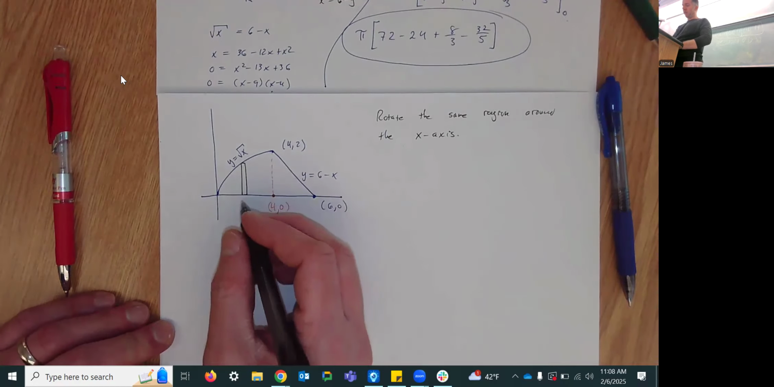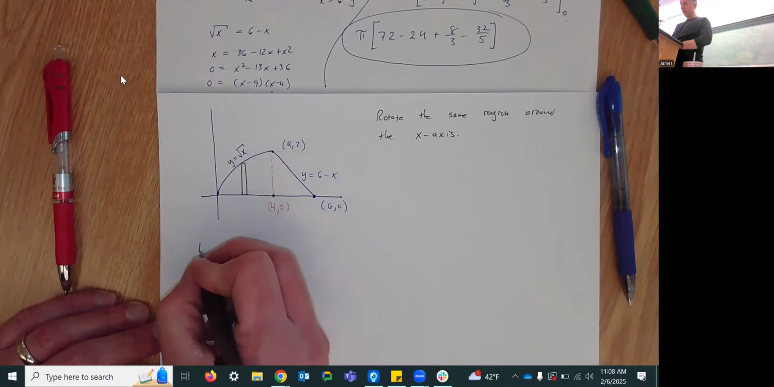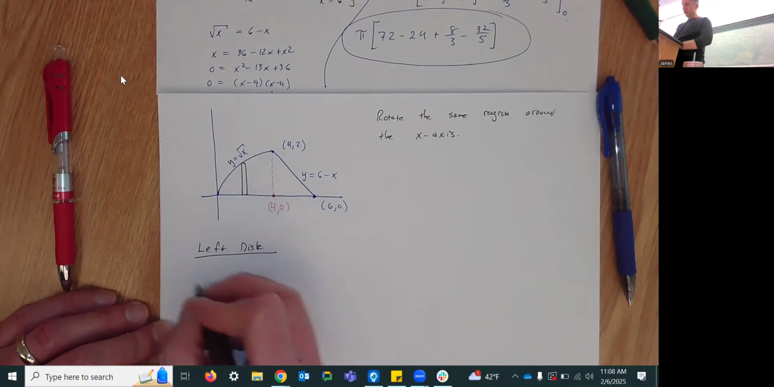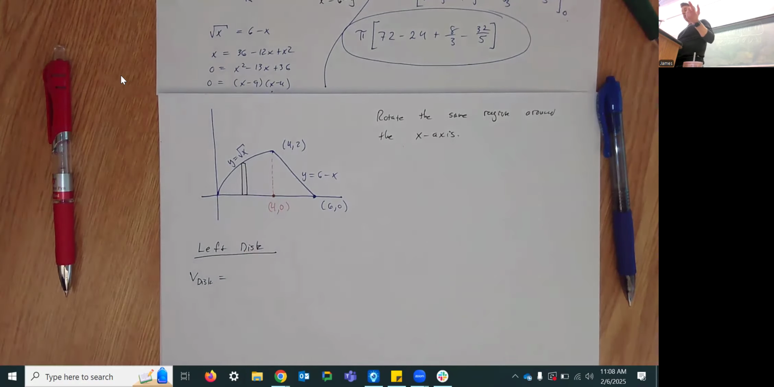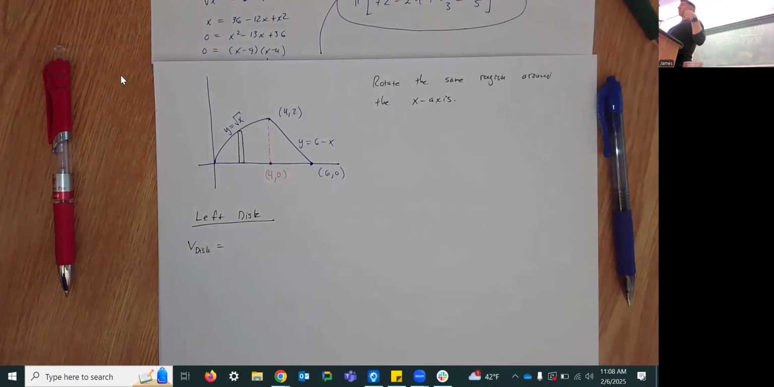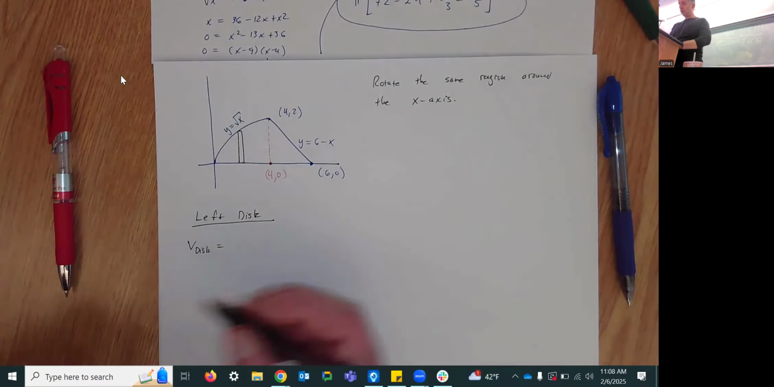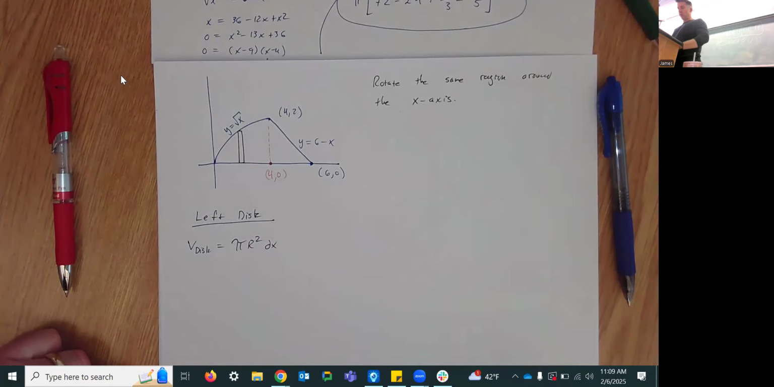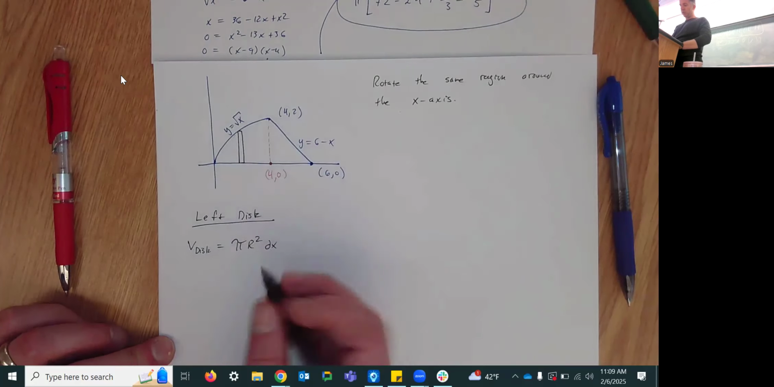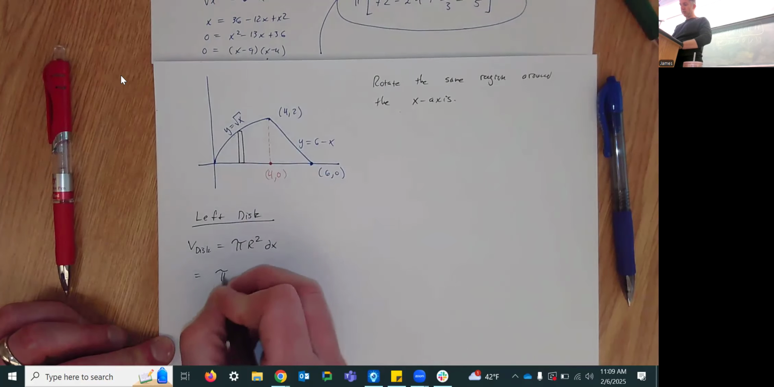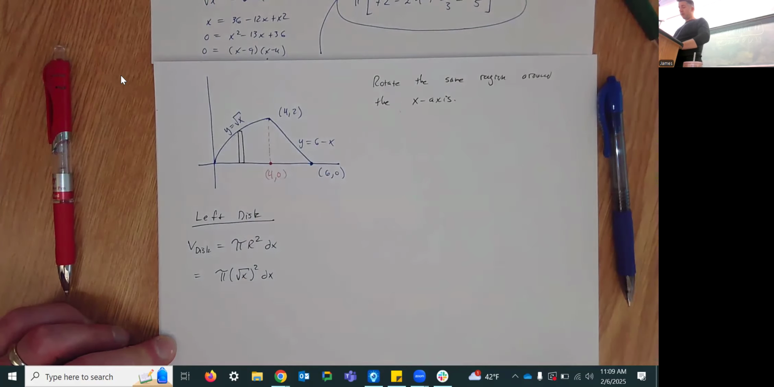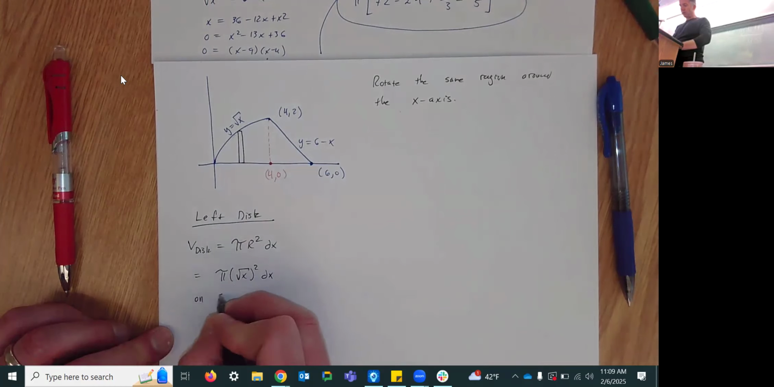So let's write the volume of each disk. So our left disk, the volume of that disk is going to be, well, again, for just a disk, when we know it's a disk because our region is flush with the axis of rotation, it's just pi times your radius squared times your thickness, which is dx. In this case, our radius is just the height of the function, which is the square root of x. So we get pi times the square root of x squared times dx. And that's going to be on the interval from 0 to 4.